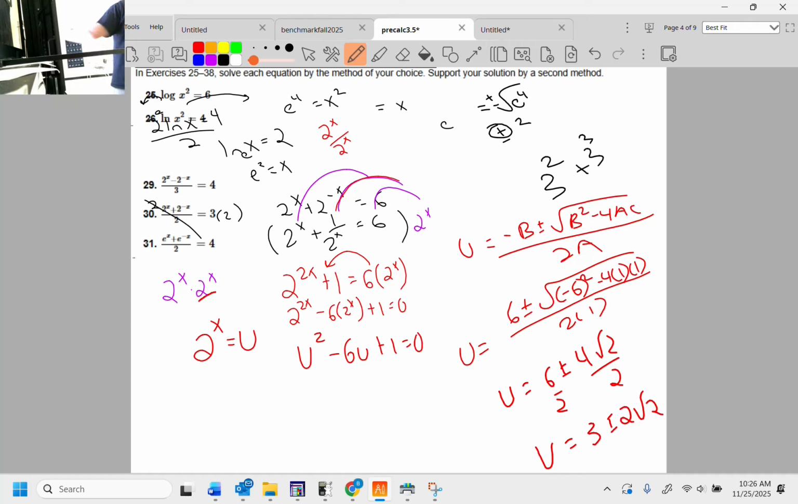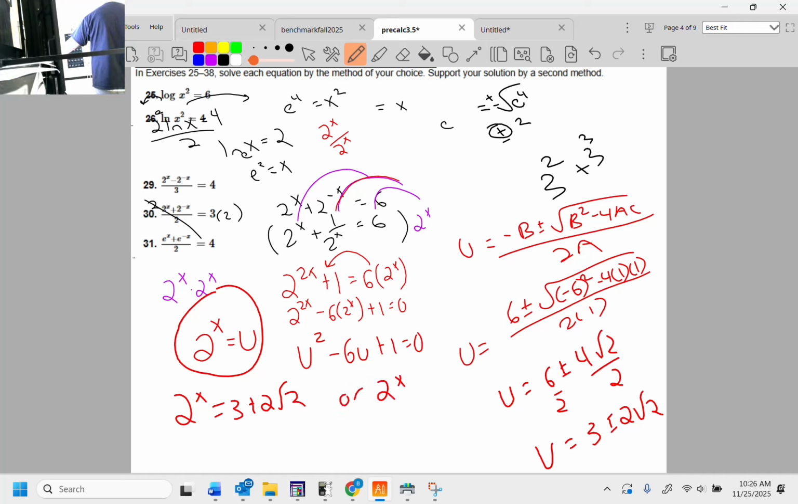That is why I love this stuff. You go back to this stuff. 2 to the x is equal to 3 plus 2 root 2. This is all we're going to do. We're going to go ahead and finish this one. I'll probably do another one in class. And 2 to the x equals 3 minus 2 root 2.